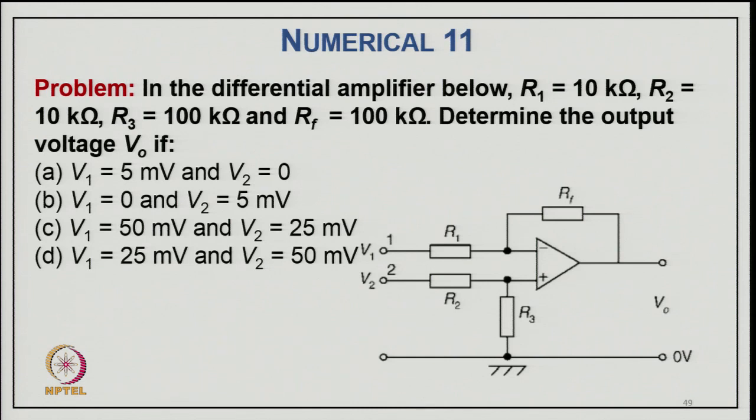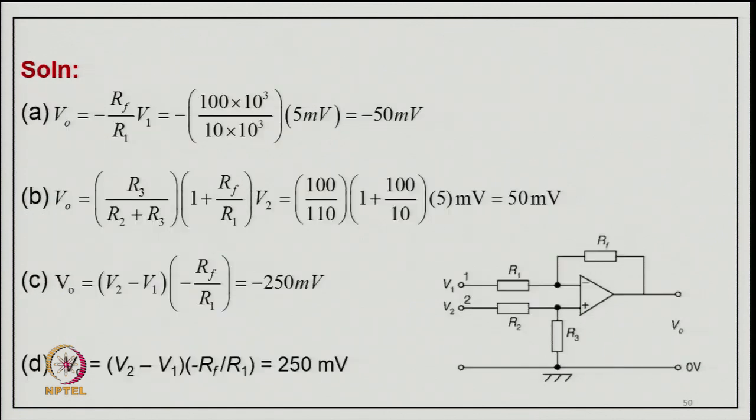So, now coming to numerical problem 11: in the differential amplifier shown here, R 1 equal to 10 kilo ohm, R 2 equal to 10 kilo ohm, R 3 equal to 100 kilo ohm and R f equal to 100 kilo ohm. Determine the output voltage V o if V 1 is 5 millivolt and V 2 equal to 0 millivolt; V 1 is 0 millivolt and V 2 is 5 millivolt; V 1 is 50 millivolt and V 2 is 25 millivolt; and V 1 is 25 millivolt and V 2 equal to 50 millivolt.